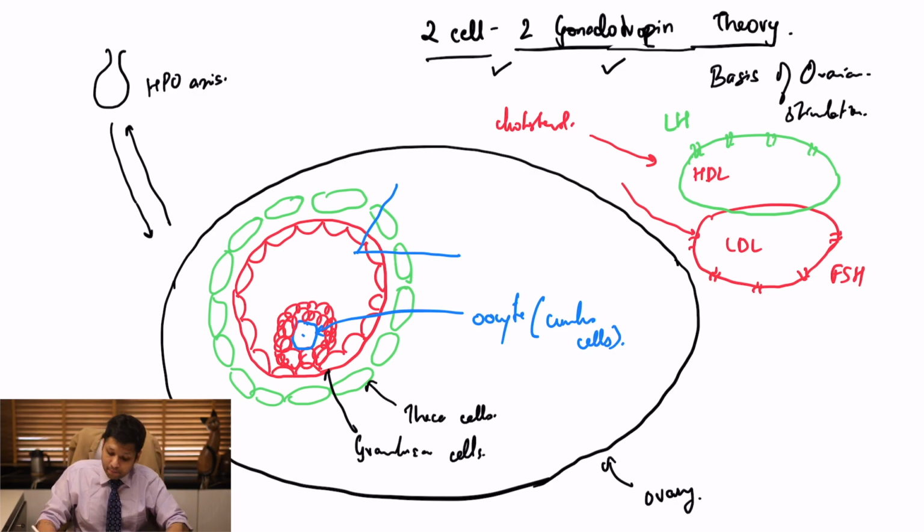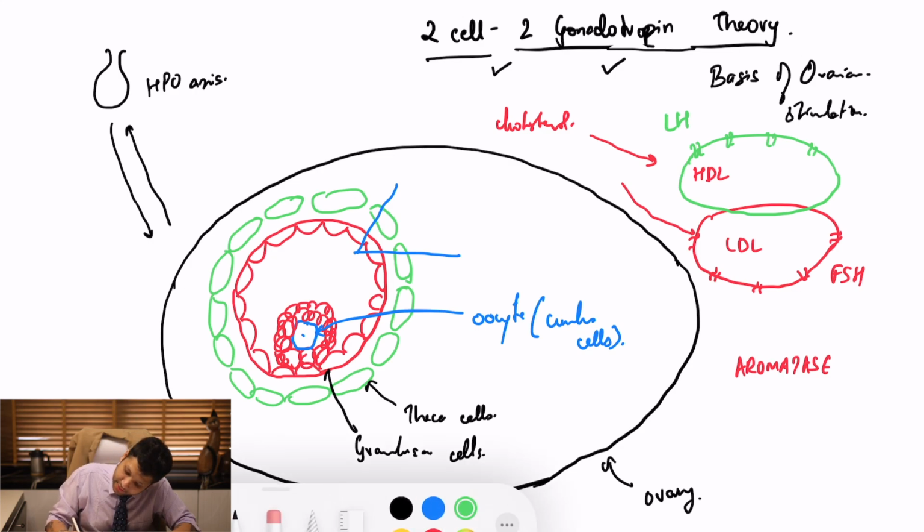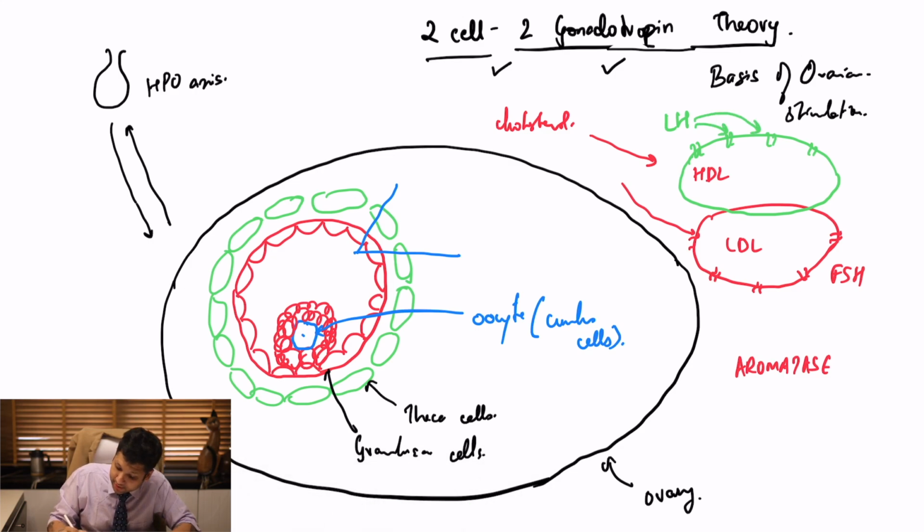What is extremely important to understand is the enzyme which we all love the most, the enzyme which we all love the most is called aromatase. Okay, remember this word, it's called aromatase. LH, when it acts on these theca cells, when LH goes and acts on the theca cells, it stimulates a pathway which allows cholesterol or high density lipoprotein to get converted to androgen.